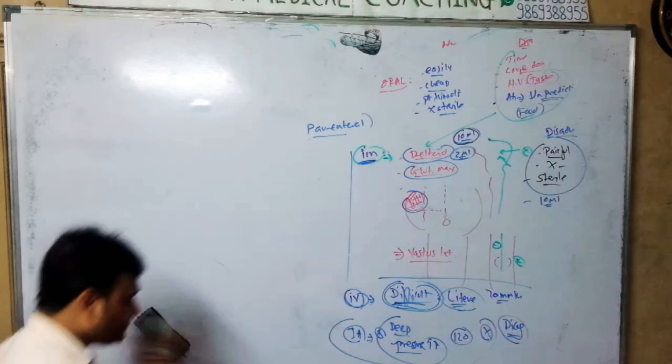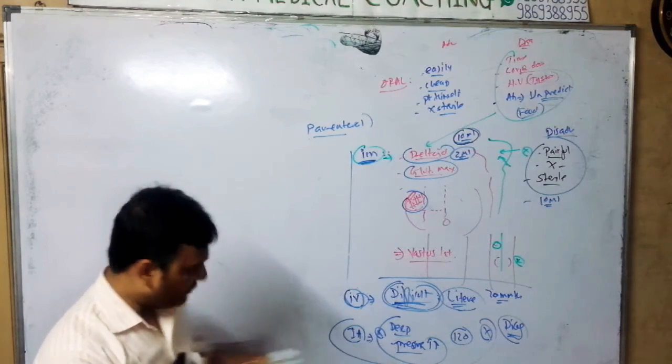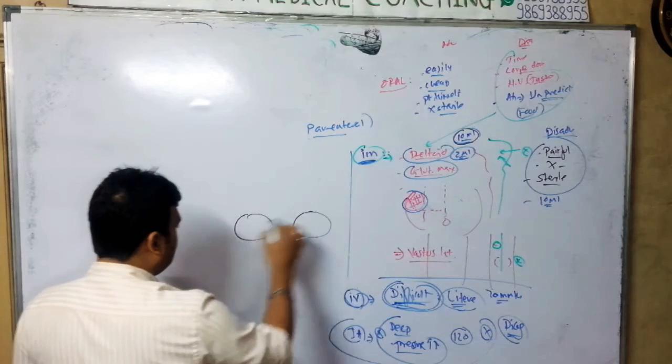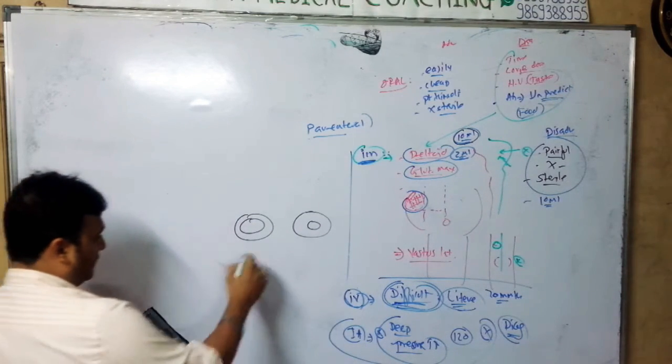Another important thing is the wall is very thick, right? The vein's wall. If you have this and this, which is artery, which is vein? A and B.